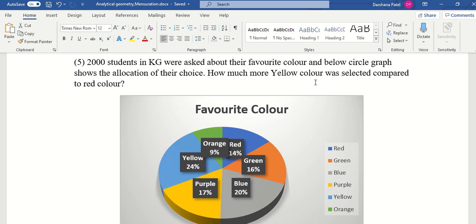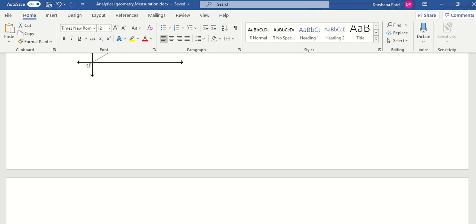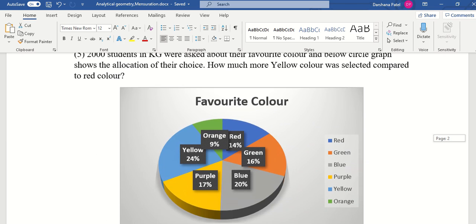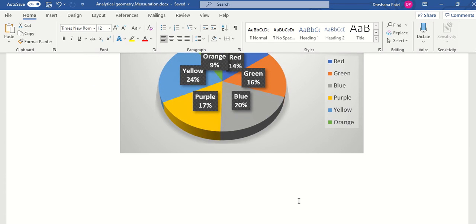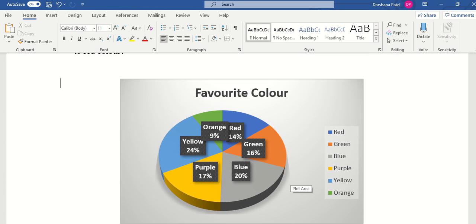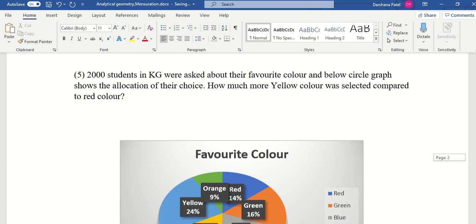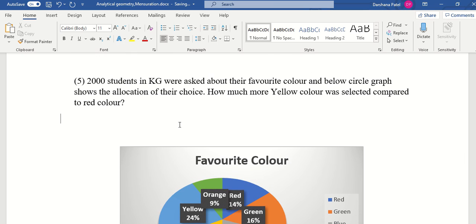So now if you want to find out how many more students selected yellow color compared to red color, let's first find the number of students who selected red color. The number of students who selected red color is 14% of 2000. It will be 2000 times 14%, which is 2000 times 0.14, which is 280 students.